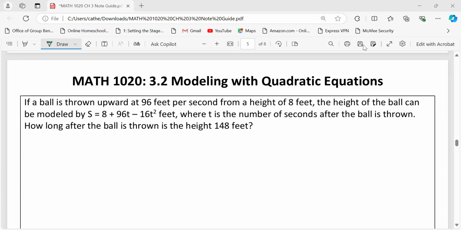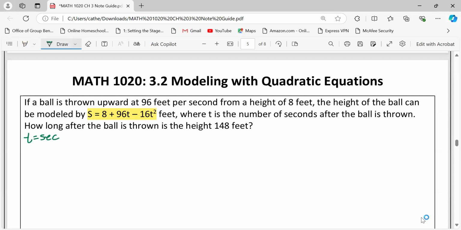So we have a ball is thrown upward at 96 feet per second. So that's the unit of velocity, from a height of 8 feet. The height of the ball can be modeled by this equation, where t is the number of seconds after the ball is thrown. So s is the height of the ball. So in an ordered pair, you're going to have seconds and height.